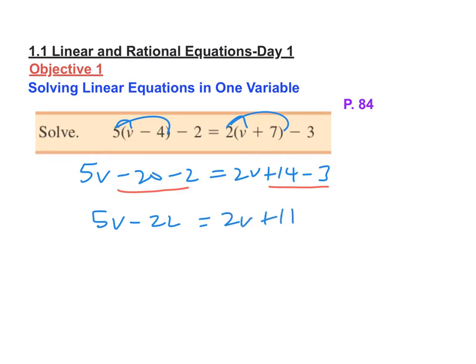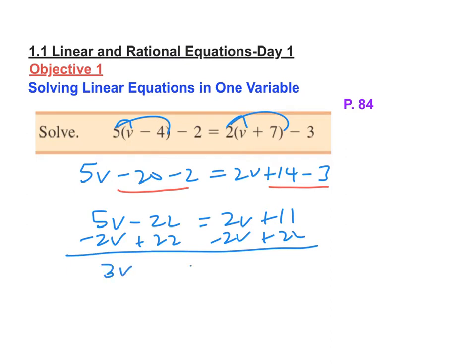So now you have a decision to make. V's on one side, constants on the other side. Which side do you want to put the v's on, the left or the right? Left side. So let's move 2v by subtracting. And then we're going to add 22 to move it to the other side. 3v equals 33. What's v equal? 11.